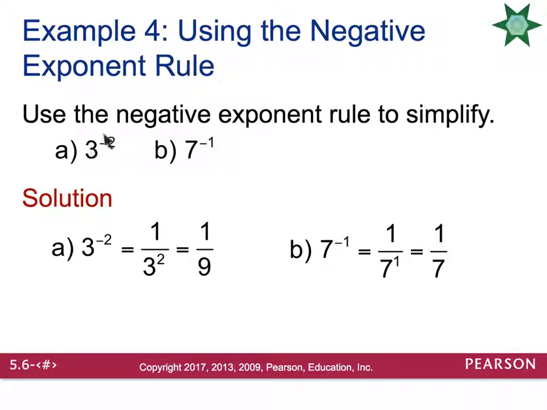A couple examples. 3 to the minus 2 would be 1 over 3 to the plus 2, which is 1/9. 7 to the minus 1 would be 1 over 7 to the plus 1, which is 1/7. Notice these do not give us negative numbers. The negative exponents do not give us negative numbers. It just means we're dividing instead of multiplying.